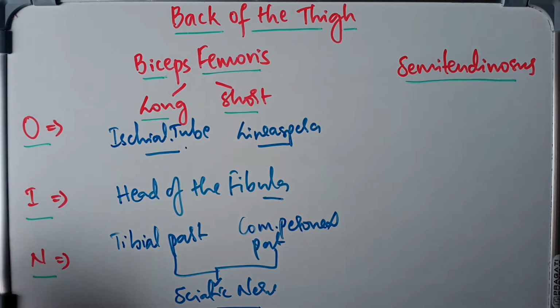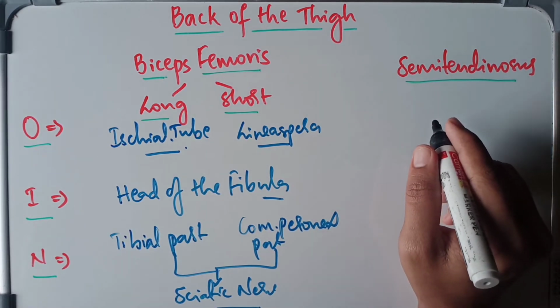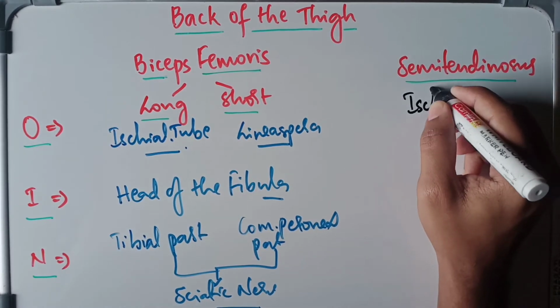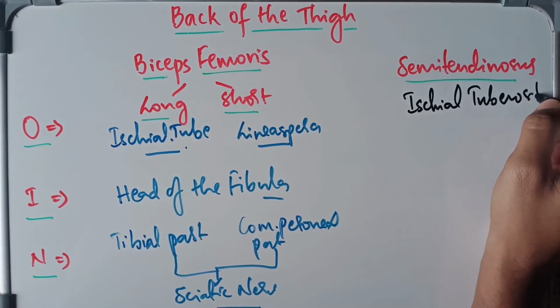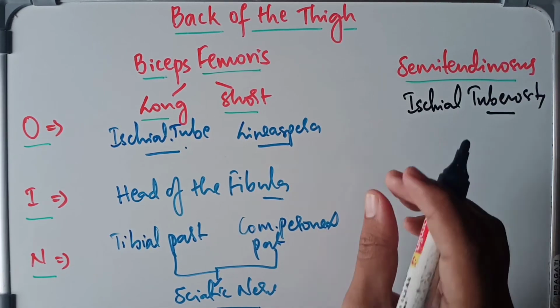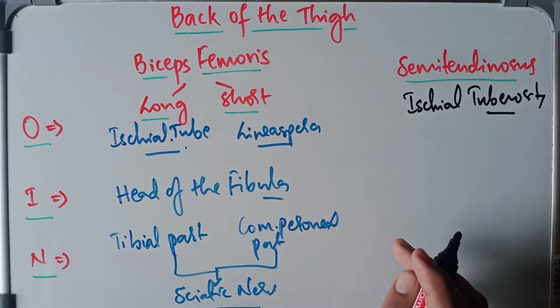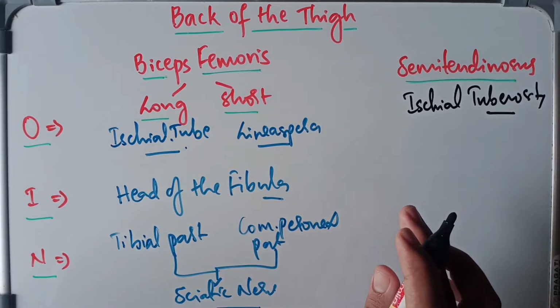Now moving on to the semitendinosus. When we discuss the origin of the semitendinosus, it arises from the lower medial part of the ischial tuberosity. Just like the biceps femoris, it also arises from the ischial tuberosity. If you want to go into detail, it arises from the lower medial part of the upper quadrilateral area of the ischial tuberosity. But you don't have to go into detail of that. Just remember it arises from the ischial tuberosity.